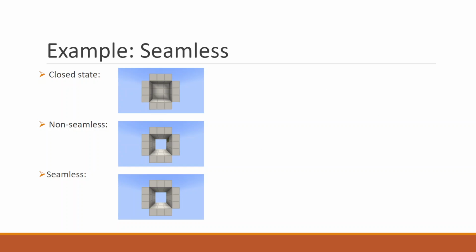Now let's move on to a very simplified example. So seamless, we have a closed state like this. If the door happens to be non-seamless, you might see, for example, a sticky piston head right here. But then if it's seamless, you will see basically nothing, just quartz block.